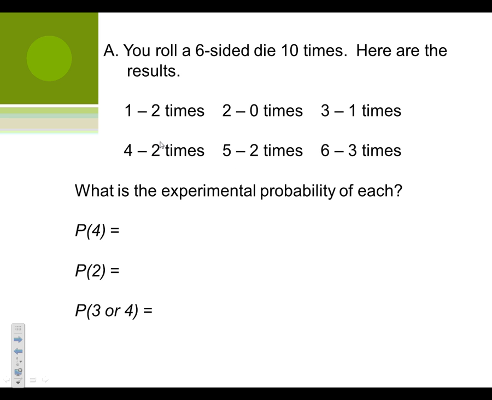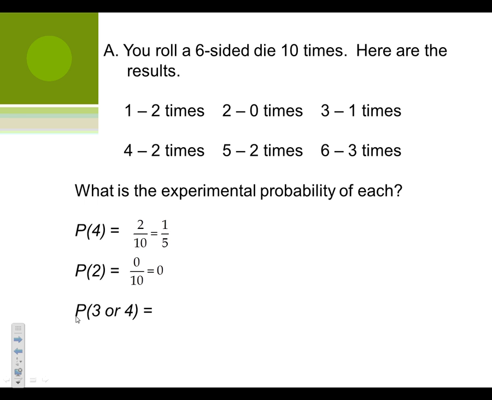So how many times did we get a 4? We got a 4 2 times out of a total of 10 times, which reduces to 1/5. All right, how about the probability of 2? How many 2's did we get? We got 0 2's out of 10, so it's 0 out of 10, but we wouldn't leave it like that. We would simplify it to 0.